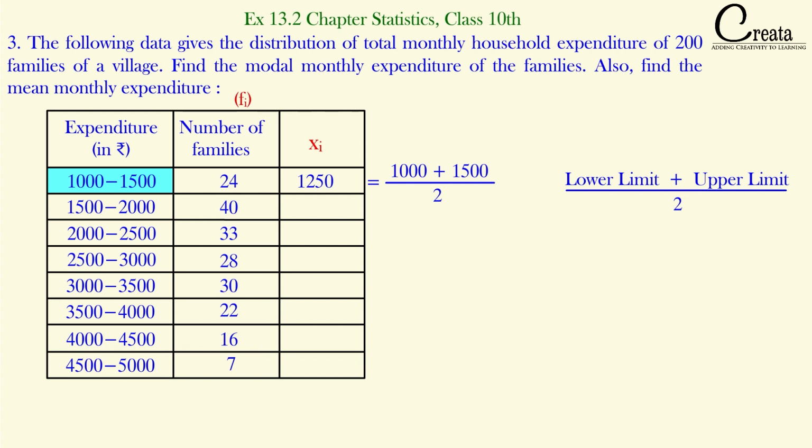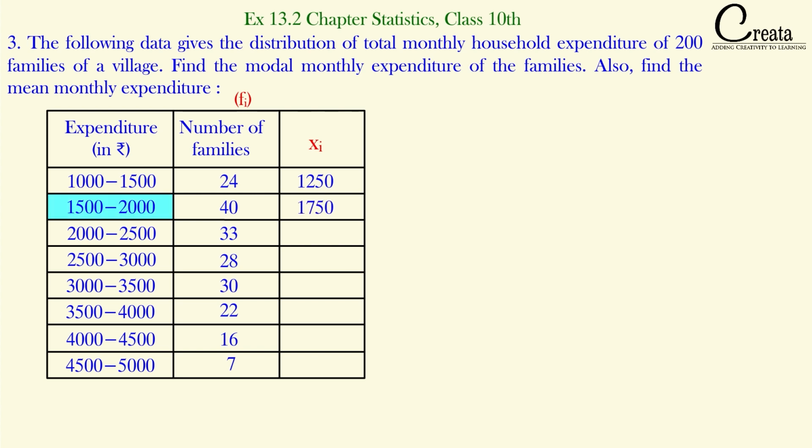Or you can observe the range and locate the midpoint, it is up to you. We will observe the range and locate the midpoint. The next range, 1500 to 2000, has midpoint 1750. Next, 2000 to 2500, the midpoint will be 2250. Next 2750, next 3250, then 3750, then 4250 and 4750. These are all the midpoints of the ranges. We got the values of xi.